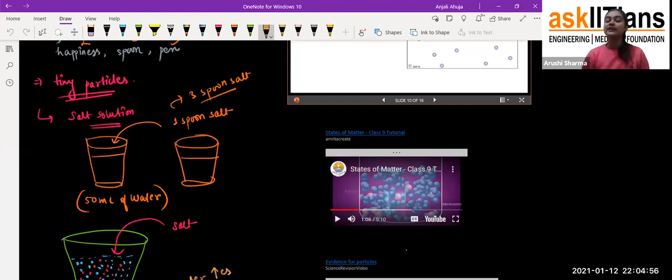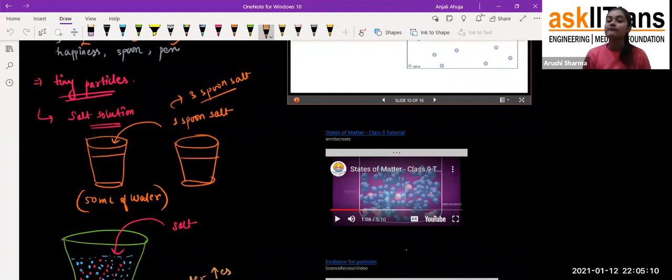So students, if we revise the characteristics of particles of matter, it's just that they are very tiny particles, tiny in nature. And the second one is that they are always moving.